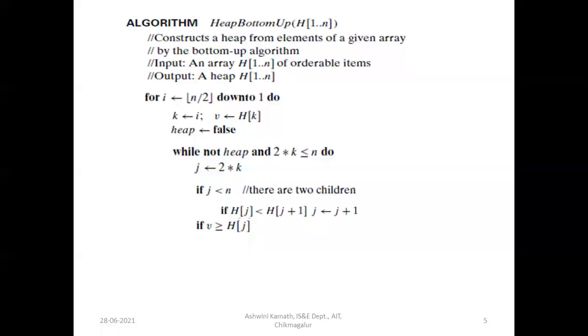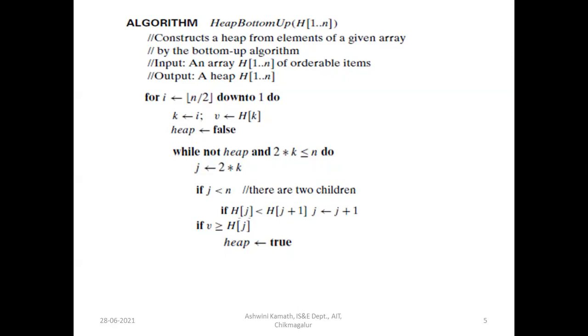If v is greater than or equal to h of j, now we are comparing this node with the jth node. We are comparing this node with the parent node. V is the parental node. If the value in the parental node is greater, that means it's a heap. Heap is equal to true. Remember, v points to the parent node, if the value in the parent node is greater than in the child node.